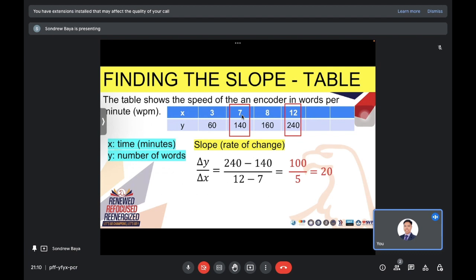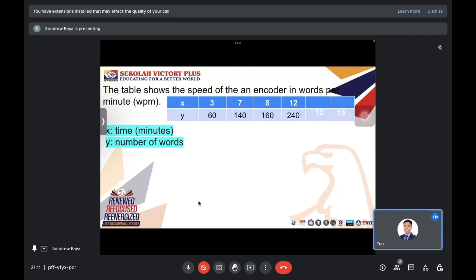Okay? So meaning, if you have a slope of 20 in this particular situation, this is 20 over 1. So the change in y is 20 words, and the change in x is 1 minute. So we say the encoder can type 20 words every minute, or the number of words typed increases by 20 every minute. So in this case, we know already that our slope is 20, and this is the interpretation.